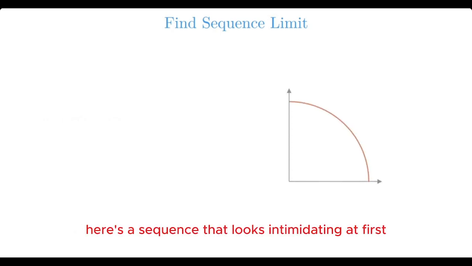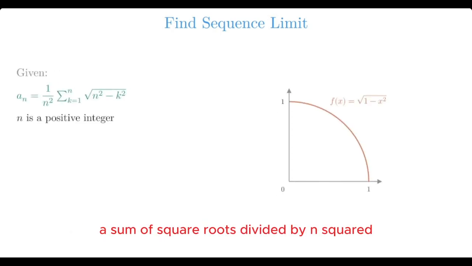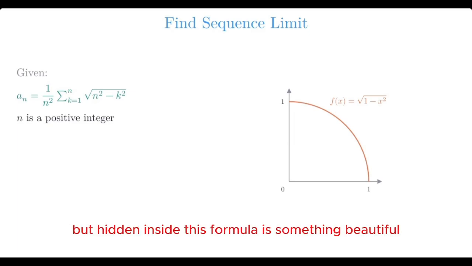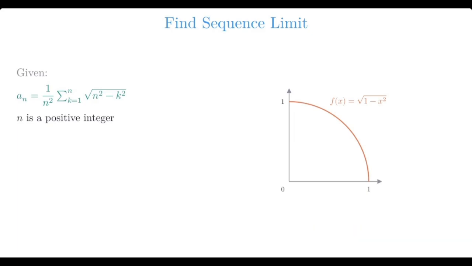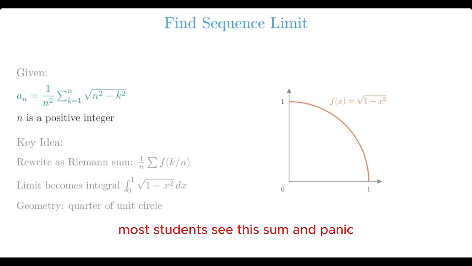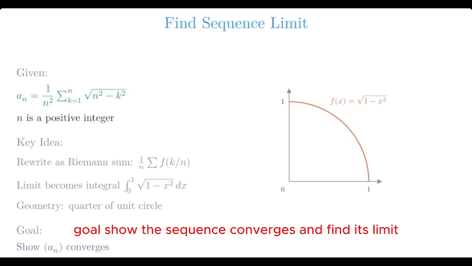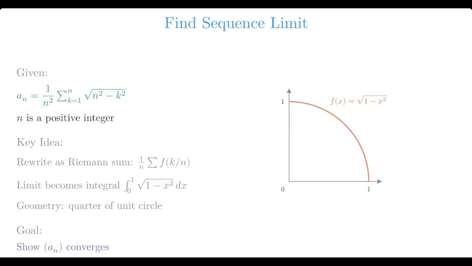Here's a sequence that looks intimidating at first. A sum of square roots divided by n squared. But hidden inside this formula is something beautiful, the area of a quarter circle. Most students see this sum and panic. The trick is to stop thinking of it as a sum and start seeing it as an approximation of an area. Goal: show the sequence converges and find its limit.